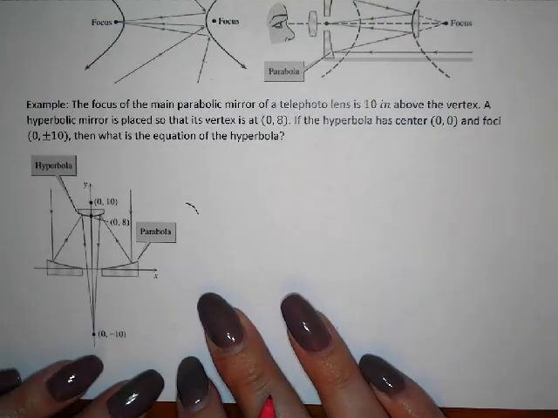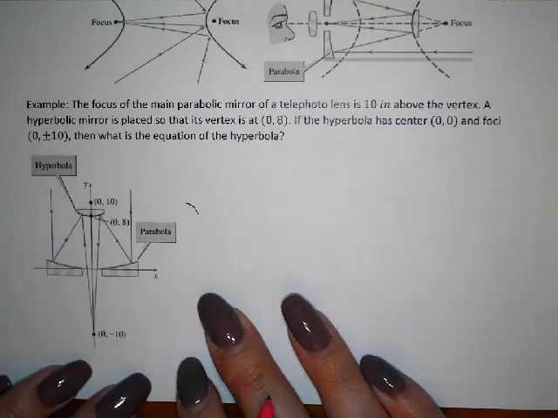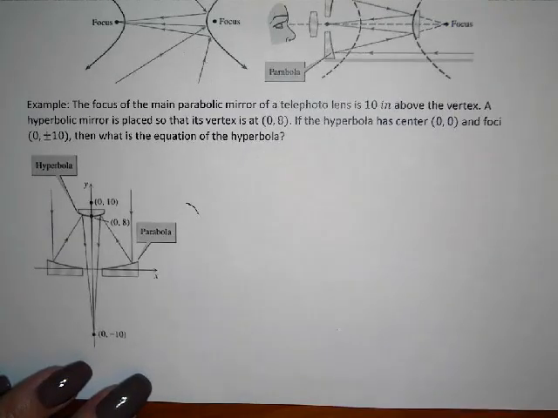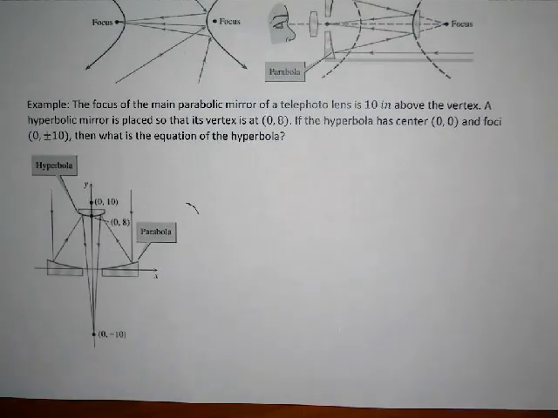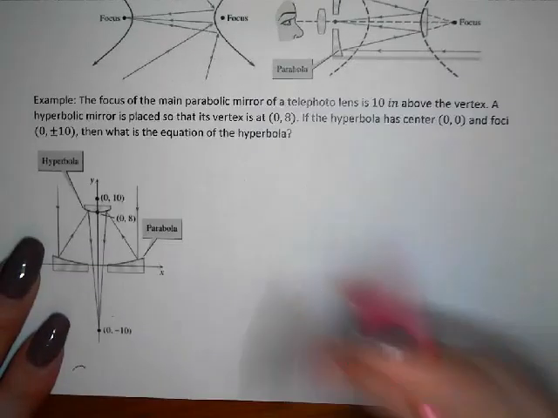So our example says the focus of the main parabolic mirror of a telephoto lens is 10 inches above the vertex. A hyperbolic mirror is placed so that its vertex is at 0, 8. If the hyperbola has the center 0, 0, and foci of 0, positive 10, 0, negative 10, then what is the equation of the hyperbola?